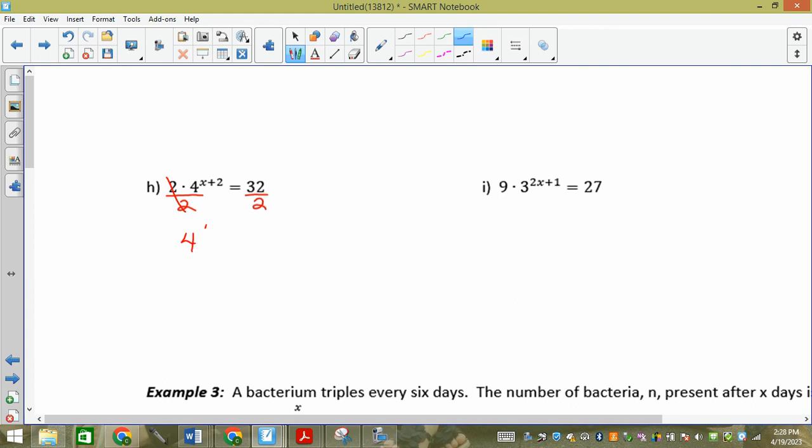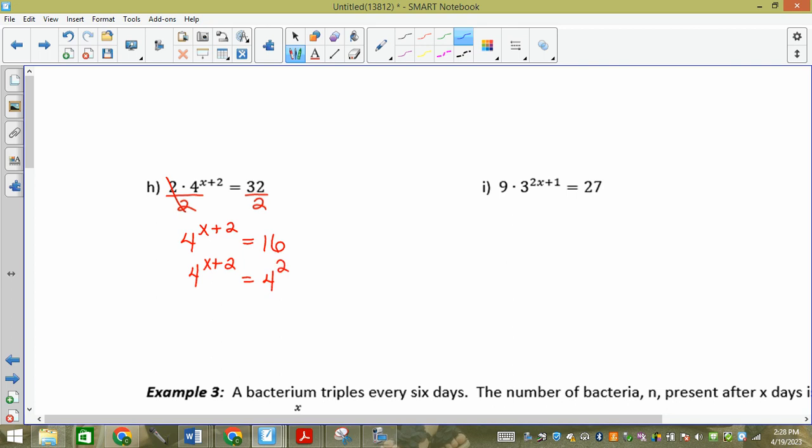So now I have 4 to the x plus 2 equals 16. Now what could I do to these 2? Make the 16 be base 4, right? We're always making them be smaller bases. So 16 is 4 to the what? 4 to the 2. So we get 4 to the x plus 2, and 16 is 4 to the 2.